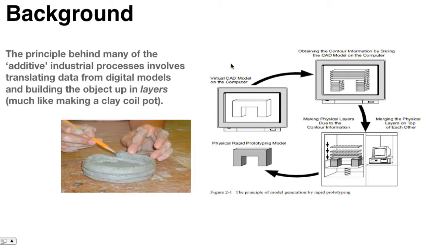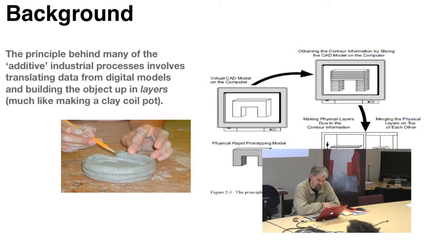But what we're going to talk about today is mostly the low-end machines, and the low-end machines use an additive process. It's similar to clay modeling. I'm not sure how many of you have done it, but in making clay pots, what people sometimes do is roll long strips of clay and then start rolling them up into the size of a clay pot. So it's an additive process. It's the same thing here.